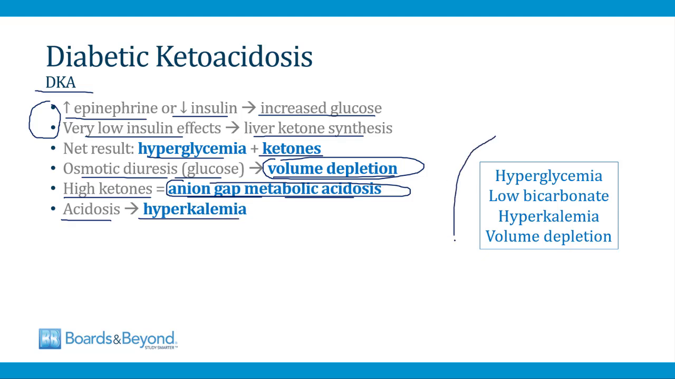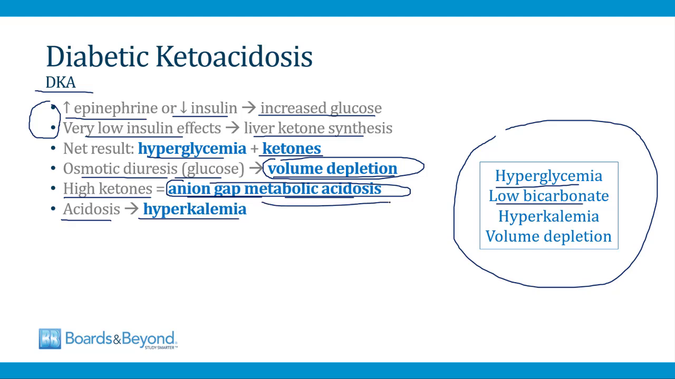And so I've summarized these things on this slide, and you need to burn this presentation into your mind so that you can easily recognize it either in real life or in a board question. So a patient with diabetes who develops DKA is going to develop hyperglycemia. The bicarbonate level will be low, and that's because of the metabolic acidosis. There will be hyperkalemia, and on exam the patient will have evidence of volume depletion.